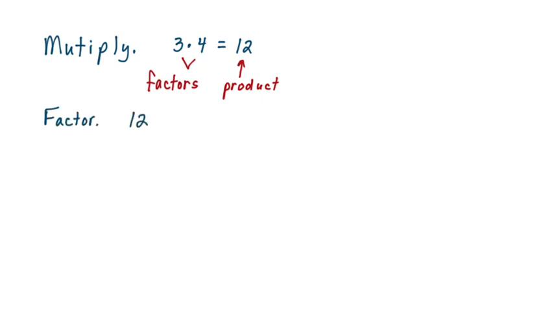What if I said factor 12? Well, you would be looking for two numbers that multiply to 12. Of course, we just saw that 3 and 4 do, but you also have 2 and 6 and 1 and 12. So notice there's three ways to factor here.